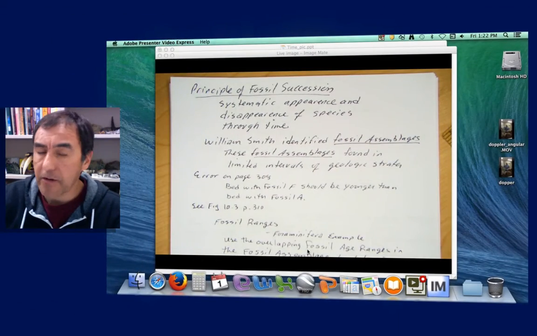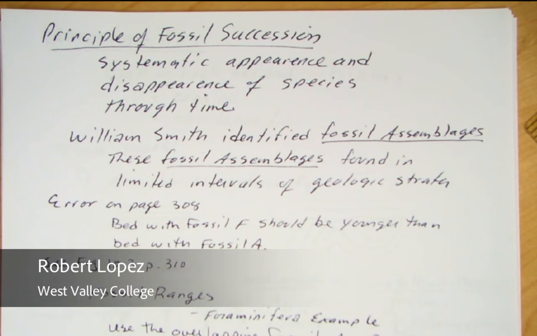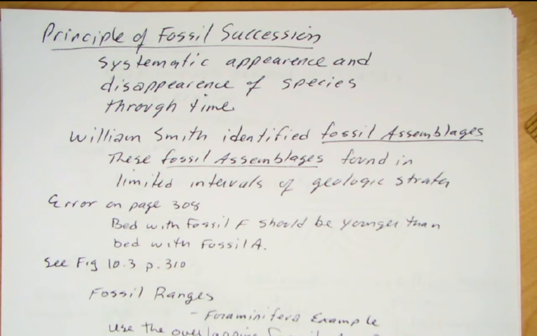Okay, we'll continue with chapter 10, and here is a little bit more detail on the principle of fossil succession. So remember, it's a systematic appearance and disappearance of species through time. And William Smith identified fossil assemblages, these fossil assemblages found in limited intervals of geologic strata.